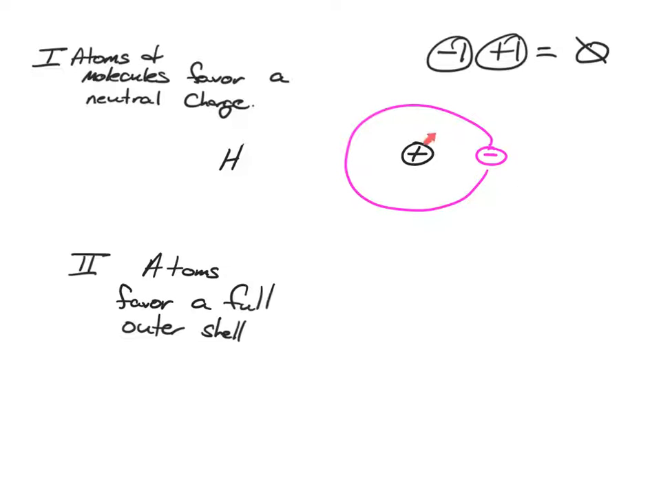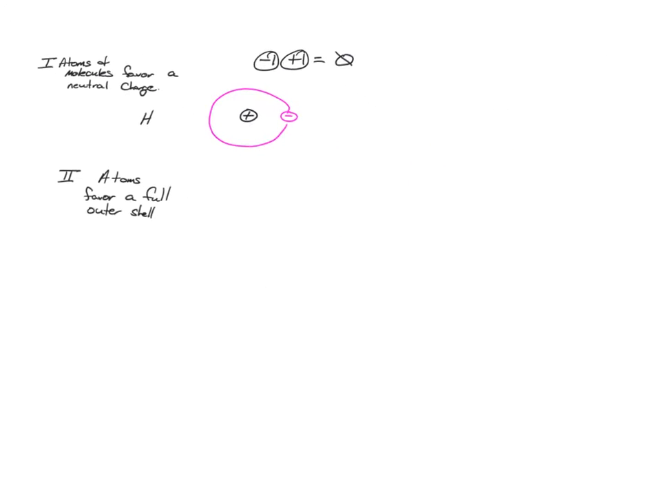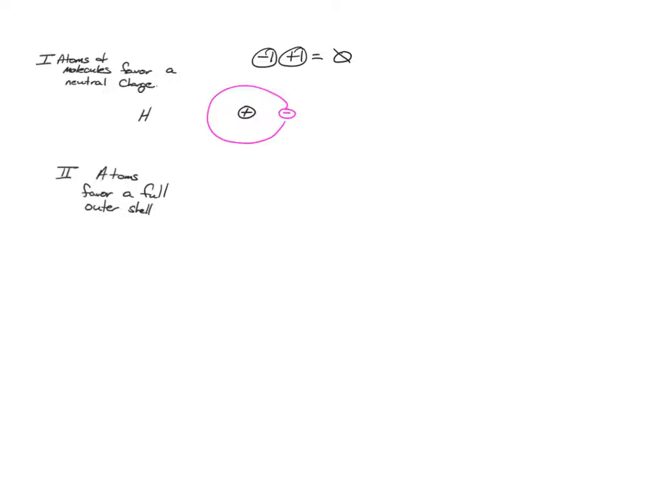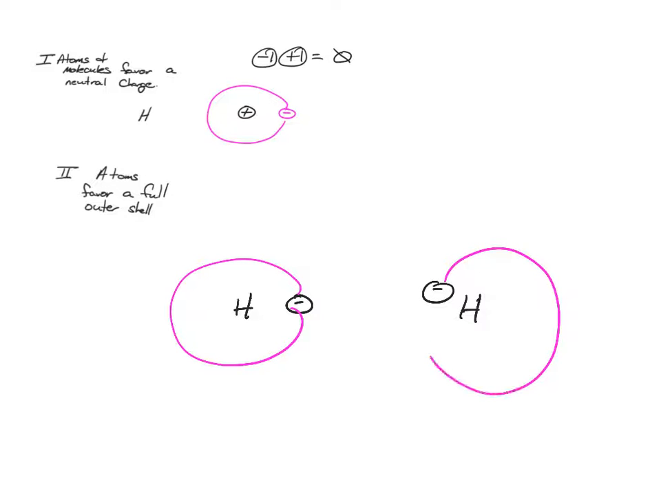So how is this hydrogen going to get two electrons in its outer shell? Let's say it comes up and meets a second hydrogen. Here's a hydrogen. It has an electron. Here's a hydrogen. It has its electron. These two are sitting there. How is it that these two atoms can get two electrons around them? They connect. They share.